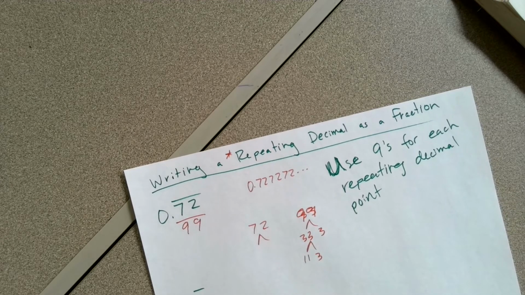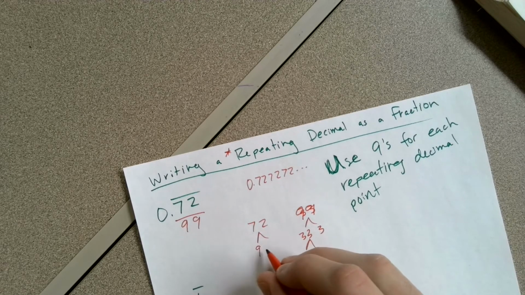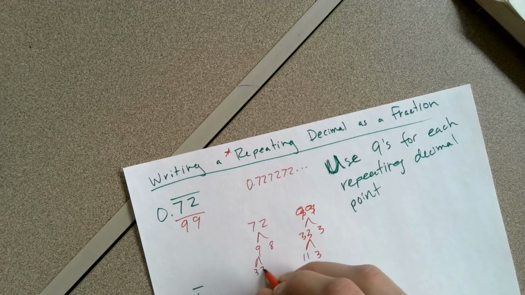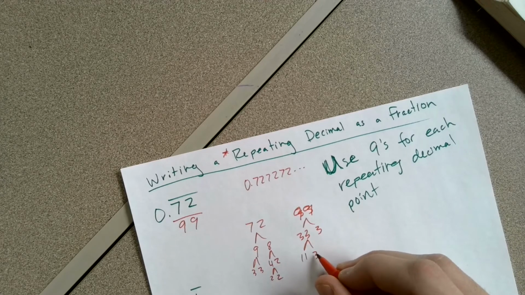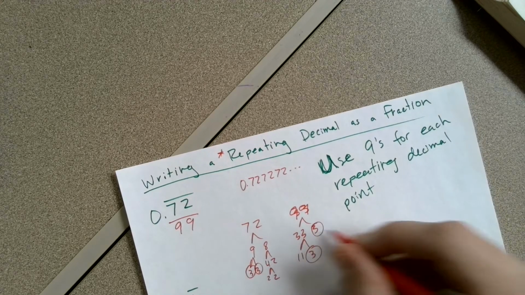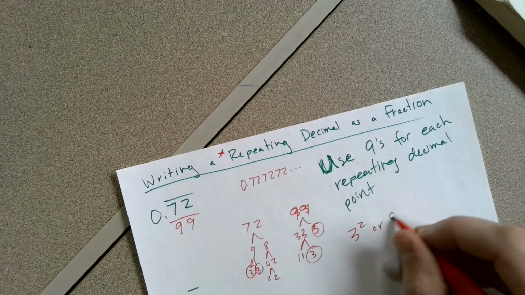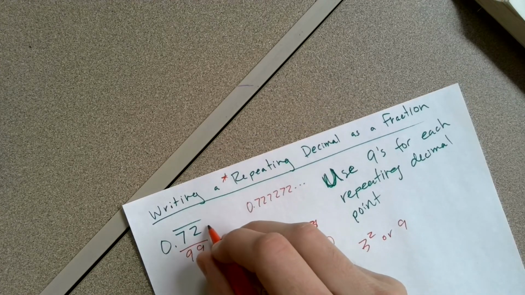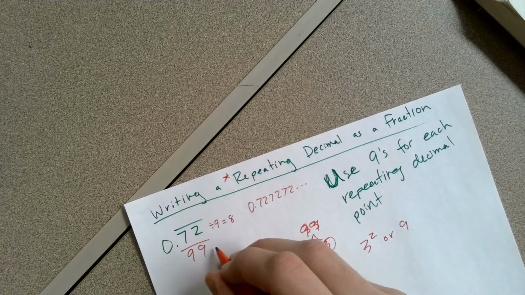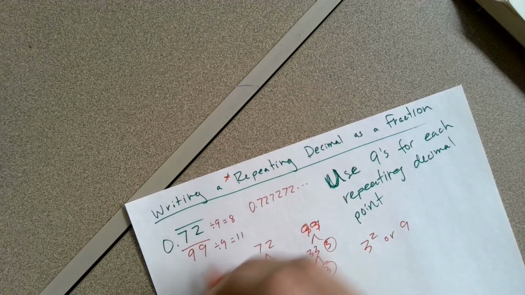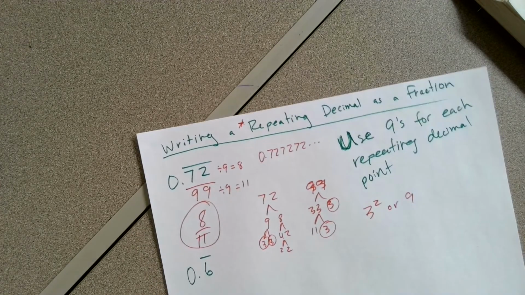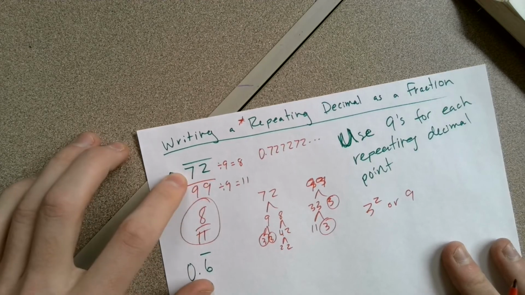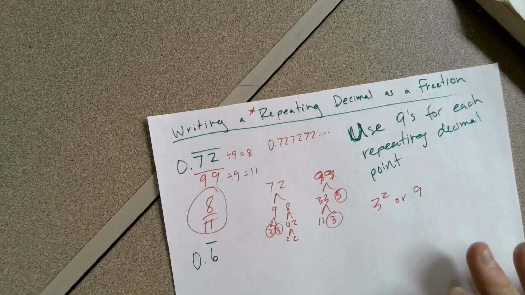72. Let's do 8 and 9. 3, 4 and 2, 2 and 2. Our greatest common divisor here is going to be, we have a 3 here, 3 here, 3 here, 3 here. So 3 squared, or 9. So divide this by 9. It's going to be 8. Divide this by 9. It's going to be 11. 8 elevenths would be your final answer there. So for every repeating decimal, in this case there were 2 of them, I just divide by 99.